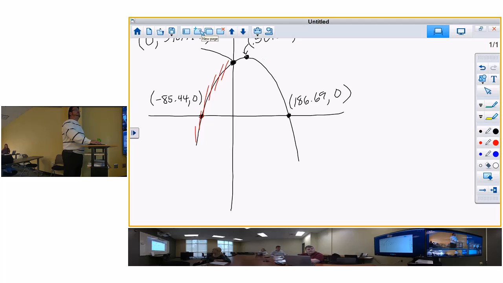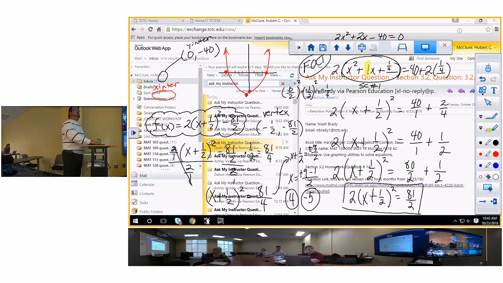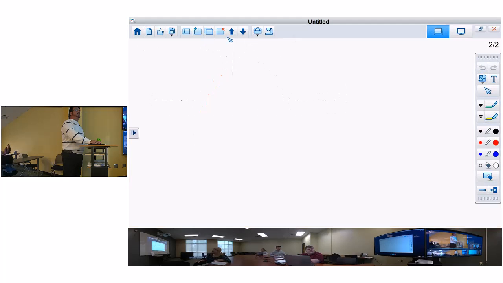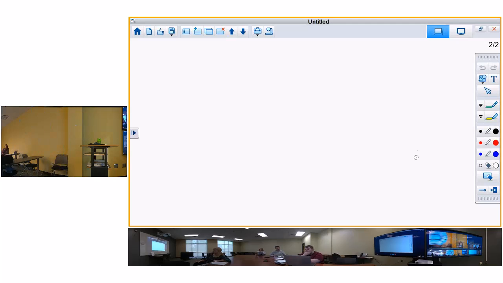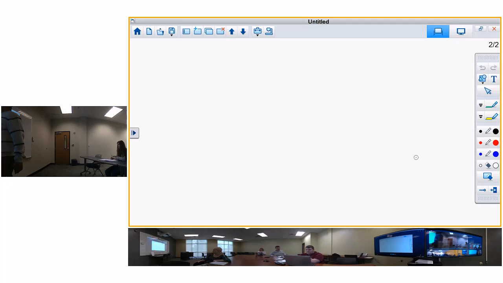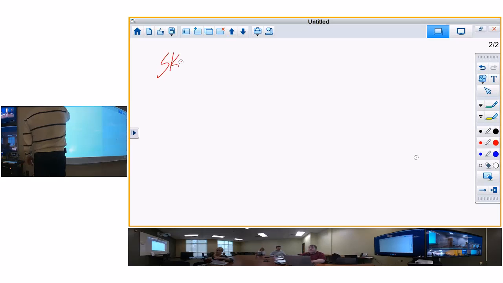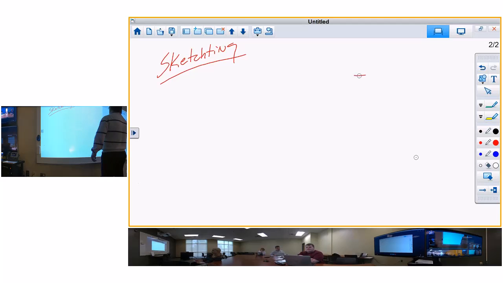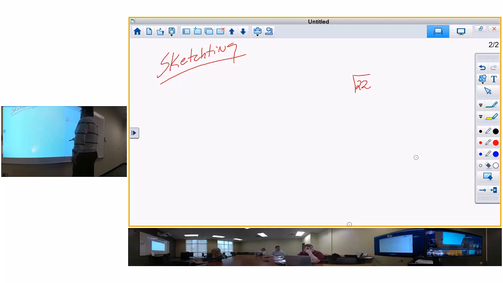I'm not being a smart aleck, but you've got to use a little bit of common sense. When you take the square root of 22, remember, what are we doing to these graphs? Sketching. When I tell you to sketch a graph, you just use a little bit of common sense on the square root. The square root of 22 is between the square root of 16 and the square root of 25, right? Everybody with me?